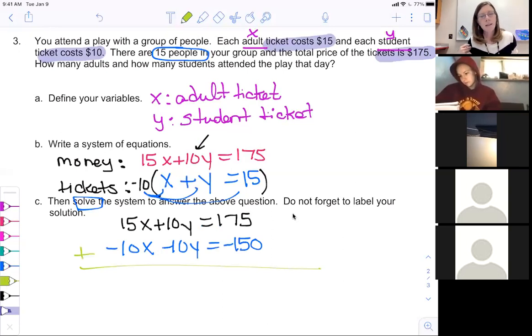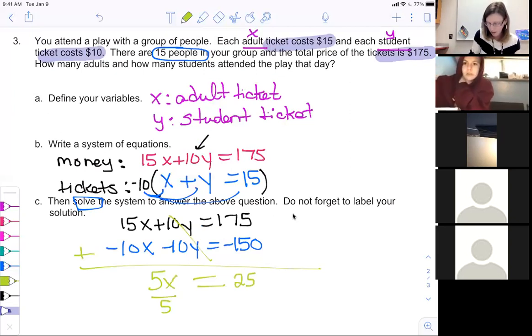So Haley, if we add these together, what is 15 minus 10? 5x. Perfect. What happens with the 10y minus 10y? They cancel. And then do you know what 175 minus 150 leaves you with? 25. Awesome. The last step, divide by 5. Haley, what is 25 divided by 5? 5. Perfect. Not so bad. So here's one answer. I have a 5.